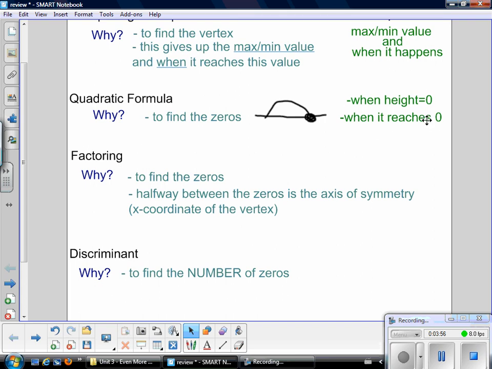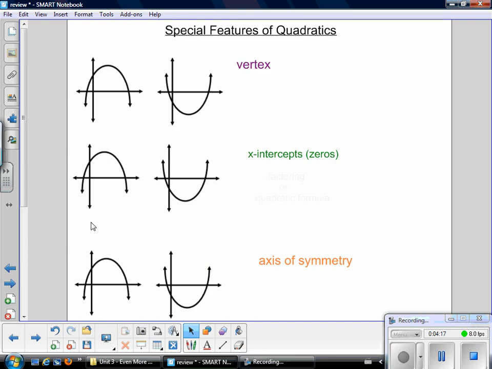We're interested in those. So what happens if my discriminant equals a negative number? I know I have no zeros, which means I don't need to worry about factoring, and the quadratic formula won't work either. So it has some benefits to know if there are no zeros. Now let's take a closer look at special features of quadratics.